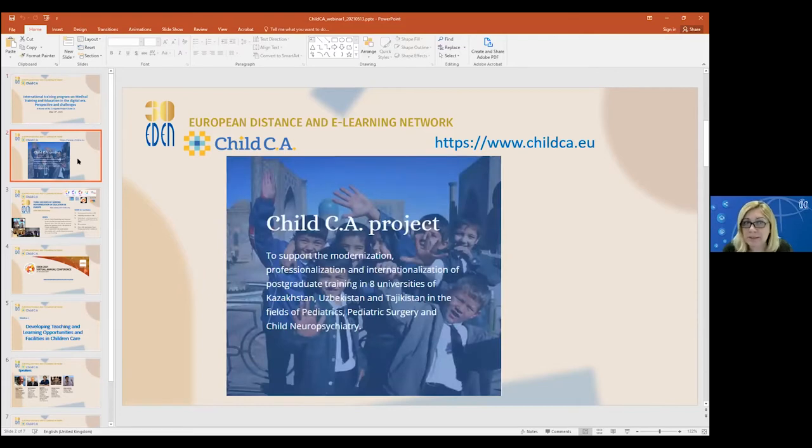The project itself, CHILD C.A. project, as you can see, is to support modernization and internationalization in the postgraduate training in universities of Central Asia in the fields of pediatrics, pediatric surgery, and child neuropsychiatry. More about the project you will hear from today's speakers.